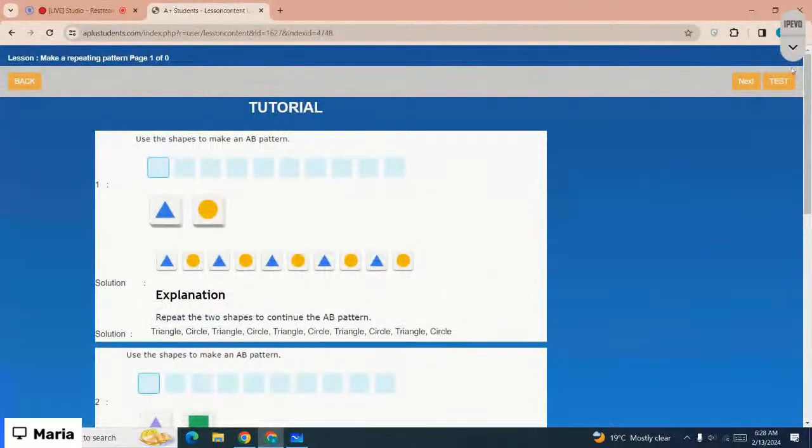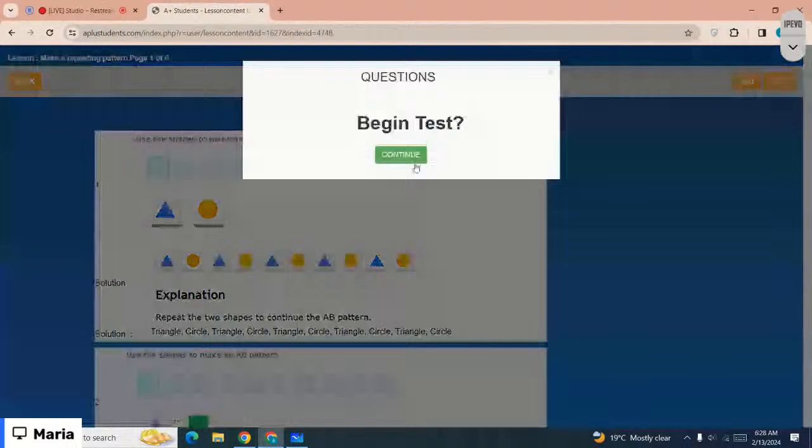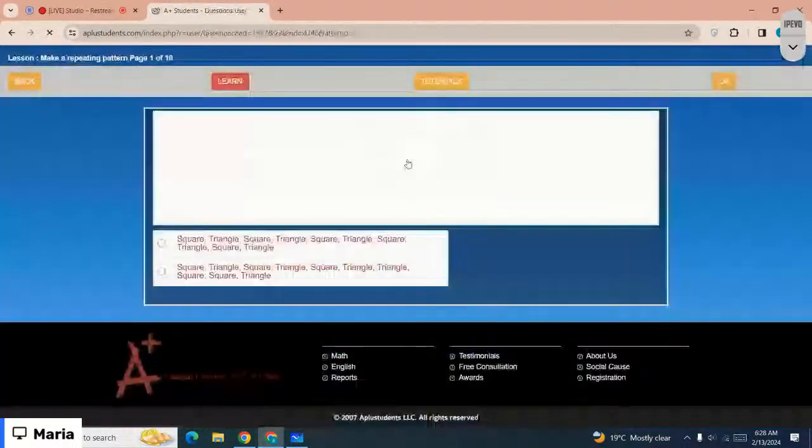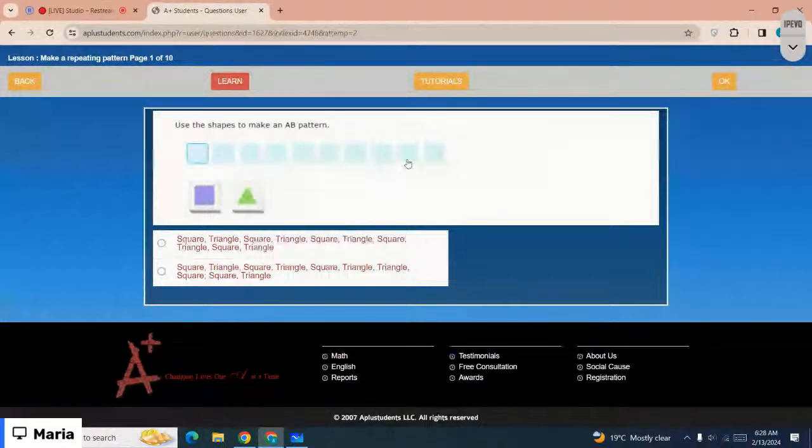So let's just do a test question. Now you have to make your pattern on your own, right? Use the shapes to make an AB pattern. So which option is the correct one? AB pattern means if the square is first, the second one is triangle. Then square, then triangle, square, triangle, square, triangle. None of them is repeating, right? So which is the correct option?